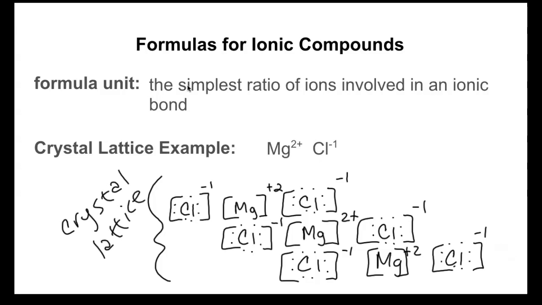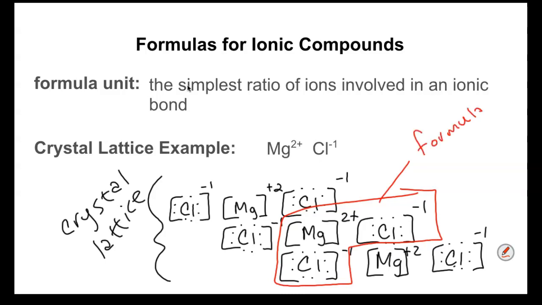And a formula unit is the simplest ratio of ions involved. The simplest ratio of ions would be a neutral compound with no charge. And so I'm going to circle a formula unit or put a box around it here. This is 1 formula unit of magnesium chloride. We've got a +2, and it's balanced out by the 2 -1s. That is what we would call a formula unit.